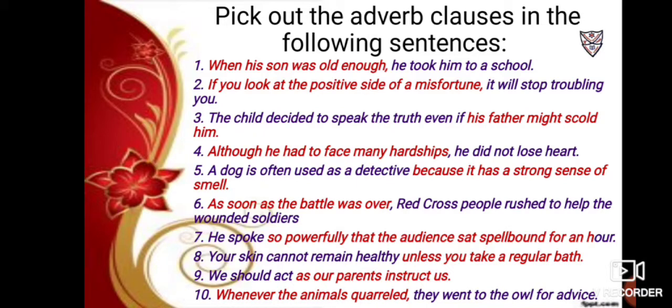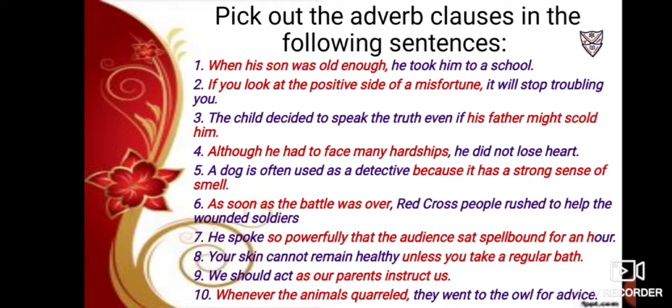Number 8, your skin cannot remain healthy unless you take a regular bath. So it's "unless you take a regular bath." Now, this is an adverb clause that shows you the condition, that if you do not take a regular bath, your skin won't remain healthy. Number 9, we should act as our parents instruct us. So this shows how should we act, it shows the manner, okay, "as our parents instruct us."